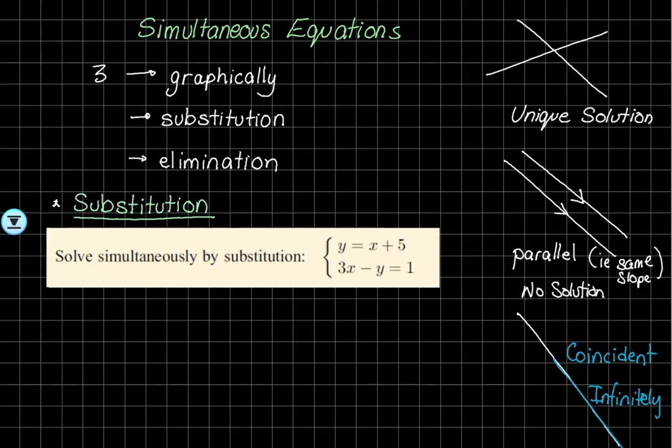However, we've got simultaneous equations. And what that means is we're going to have 2 lines. We want to find out if they intersect. We want to find out what this unique point is. It will be a certain x value and a certain y value. We want to find out what that is, and we want to do it without guessing.